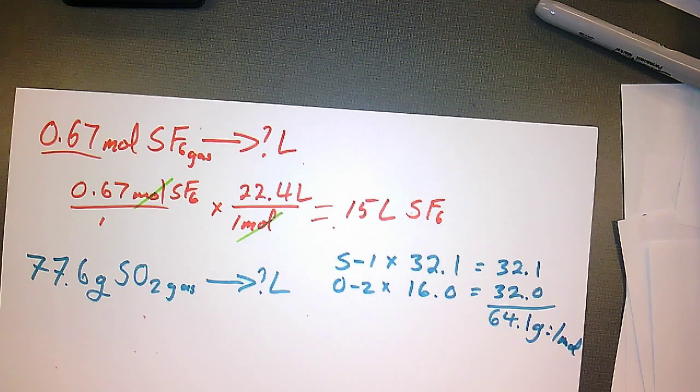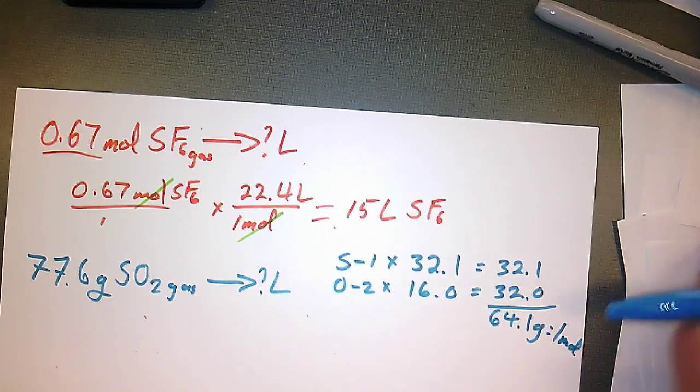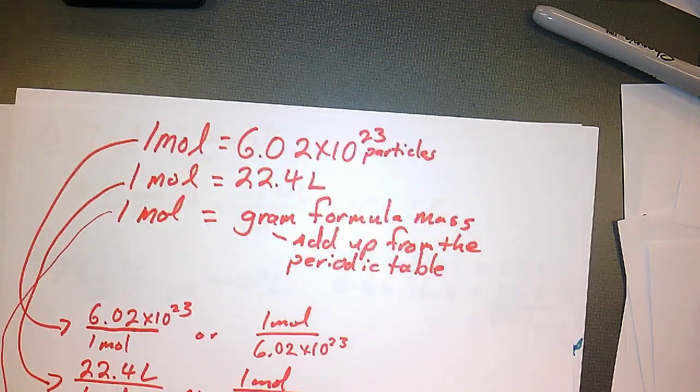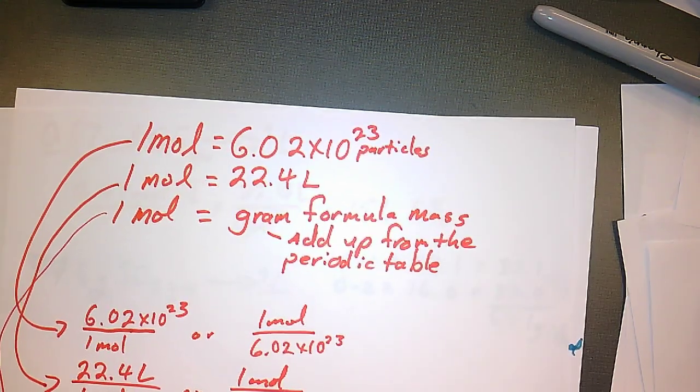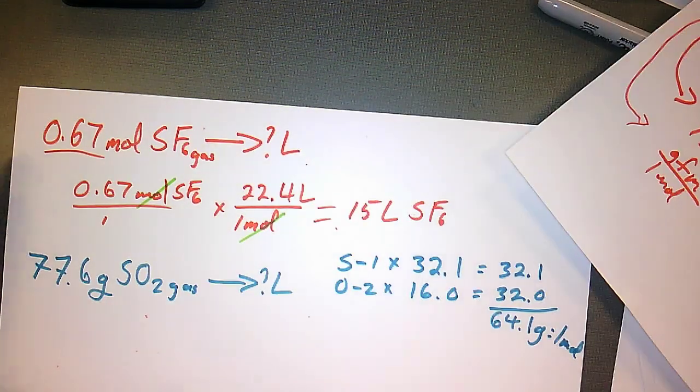All right, so that gets me grams to moles. And then what do I need to get to liters? What's my conversion? To get to liters after I get to moles? 22.4. So those are my 2 conversions I'm going to need.